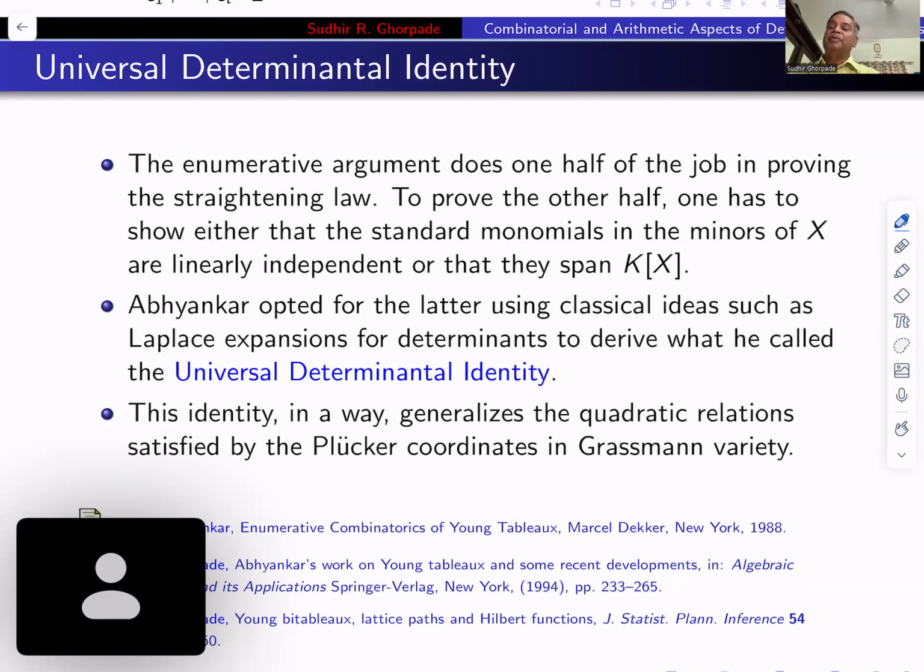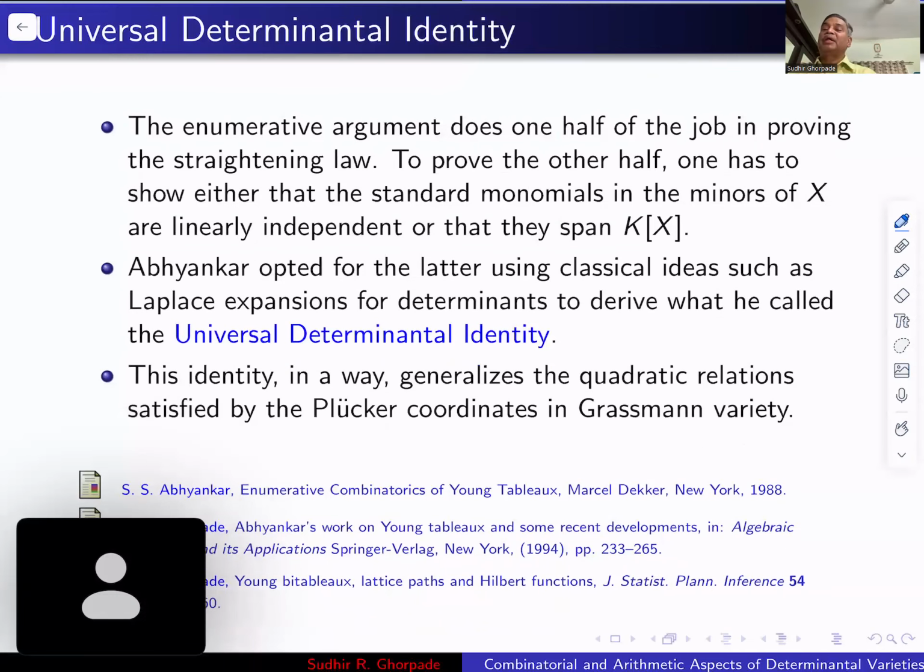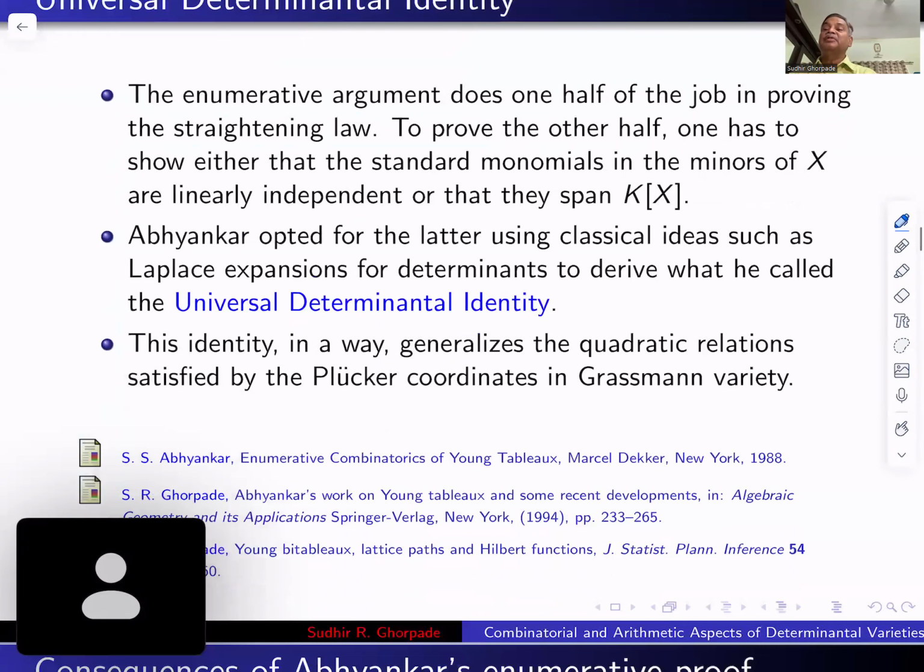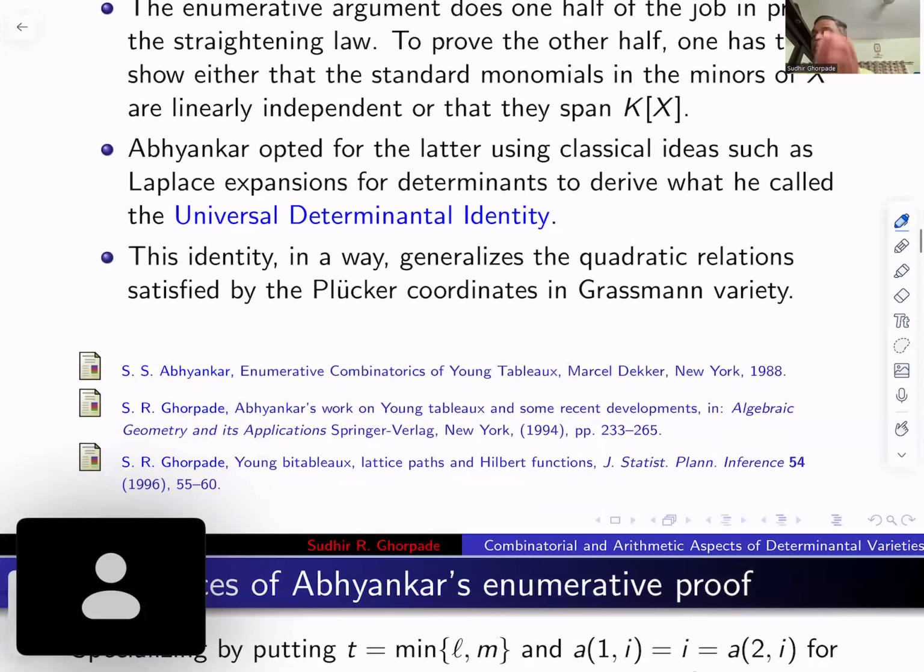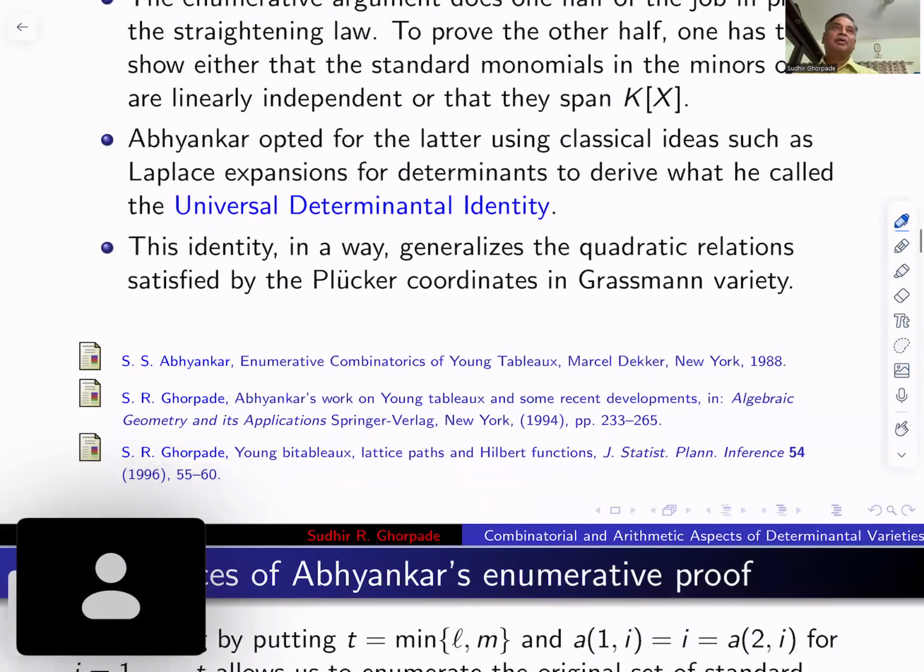Those of you who are familiar with Grassmannians and quadratic relations for Plücker coordinates can perhaps relate to that. So anyway, he wanted to write a paper on it, but that paper became a little too long. It's more than 500 pages. So that paper became a book, which was published by Marcel Dekker around the time when I was a PhD student.